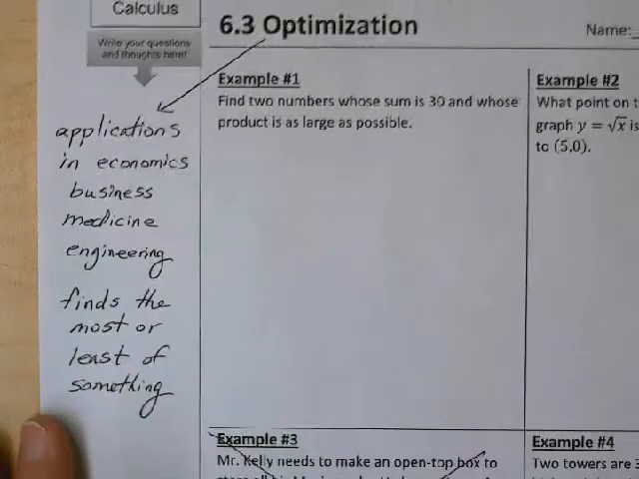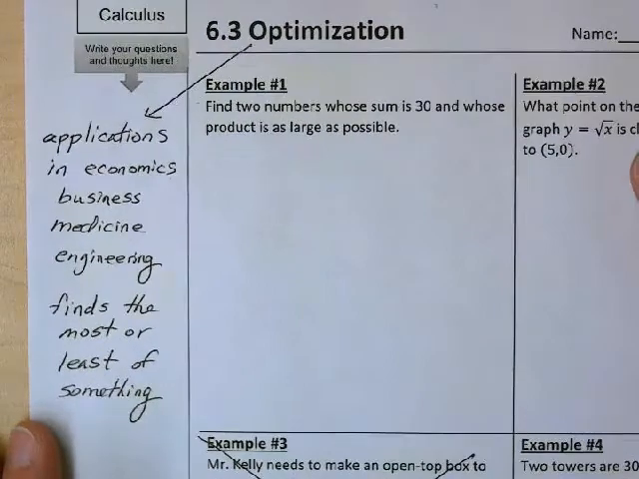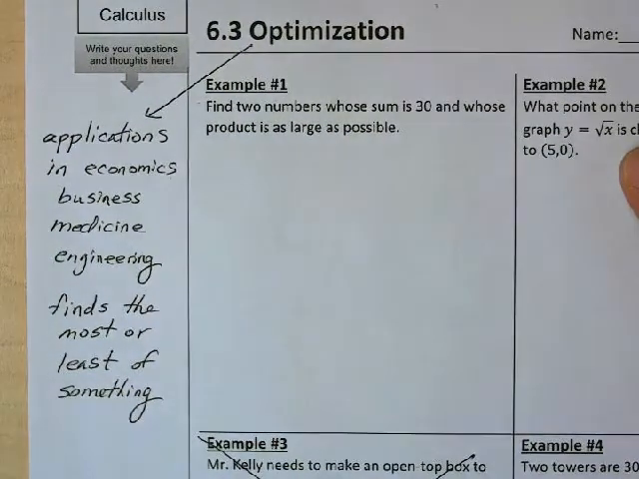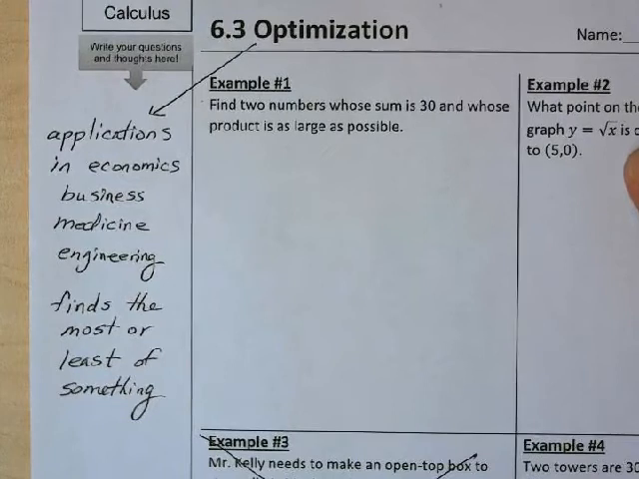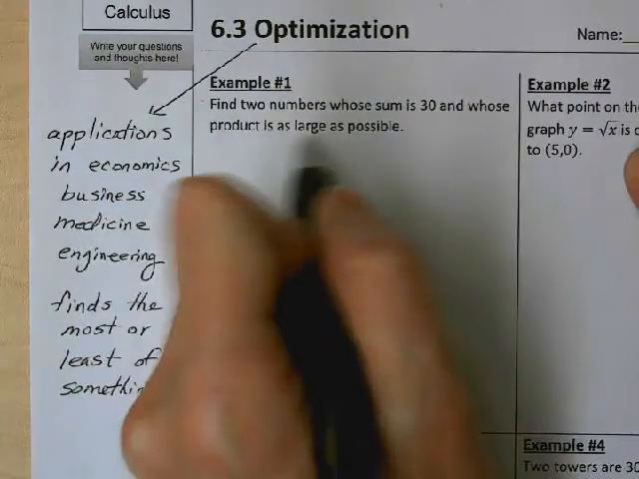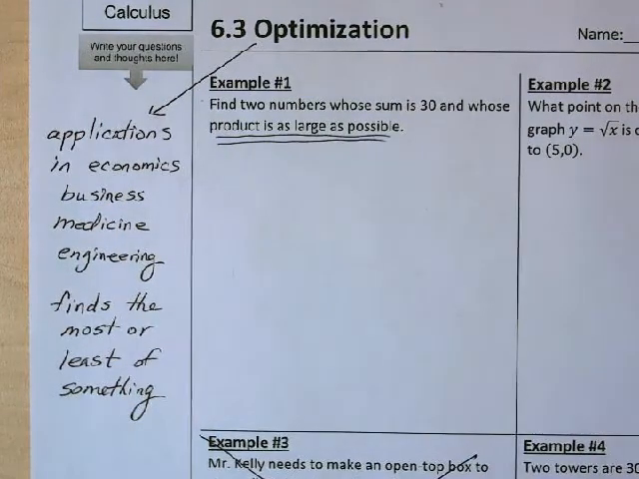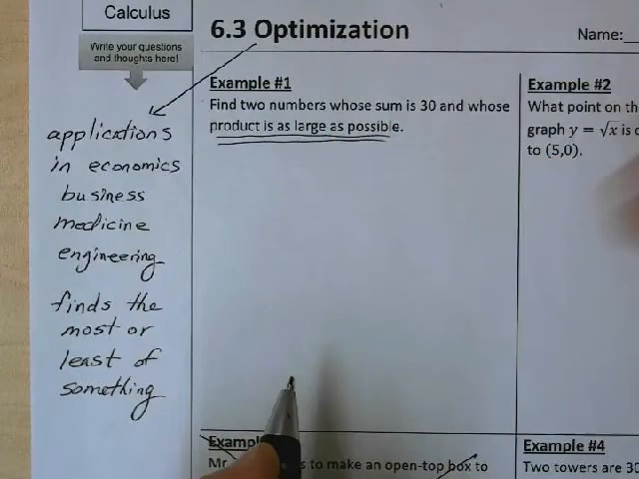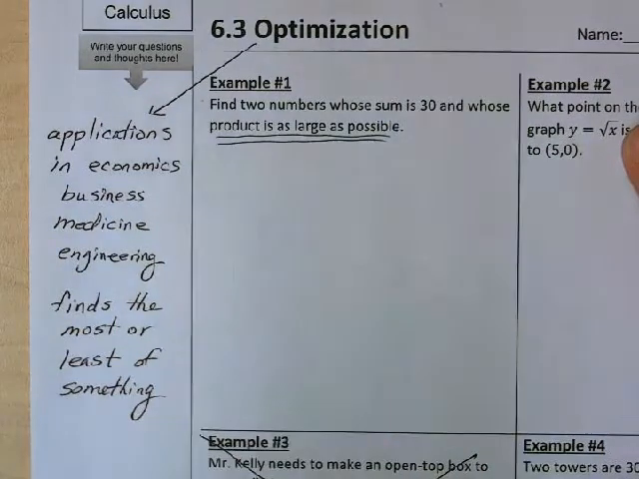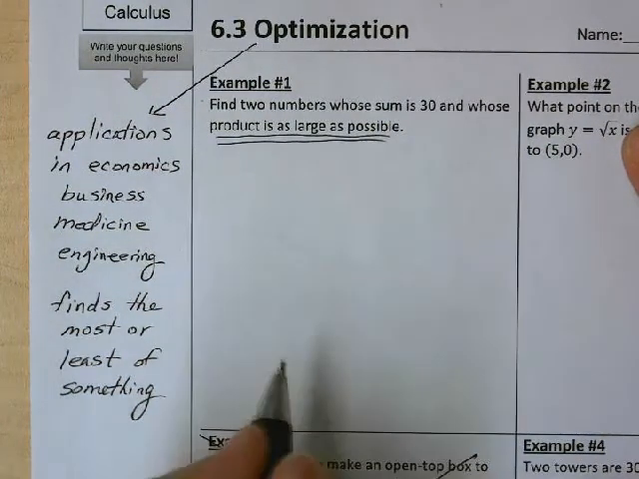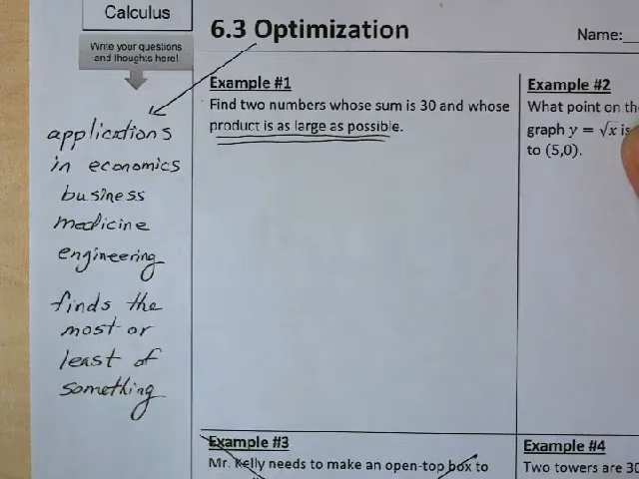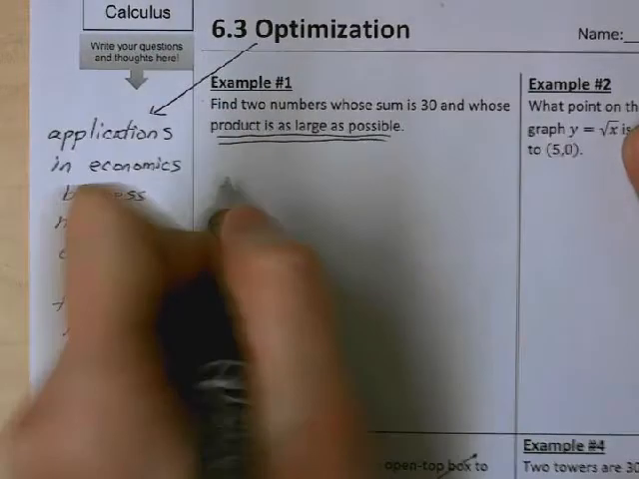So we're going to look at example 1 here. Find 2 numbers whose sum is 30 and whose product is as large as possible. So we're trying to maximize something: find the maximum product. When they're talking about 2 numbers, we need to use variables and label our numbers, like x and y, or a and b, whatever you want to use. I'll just use x and y.